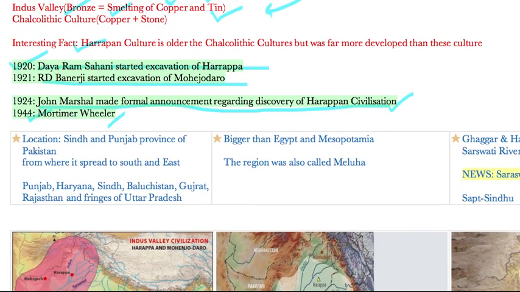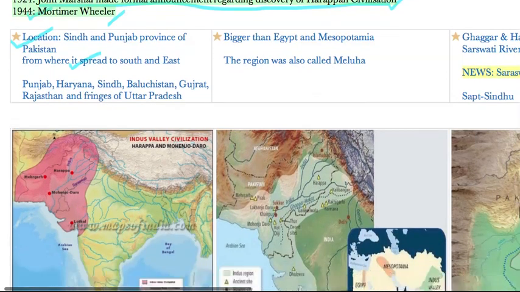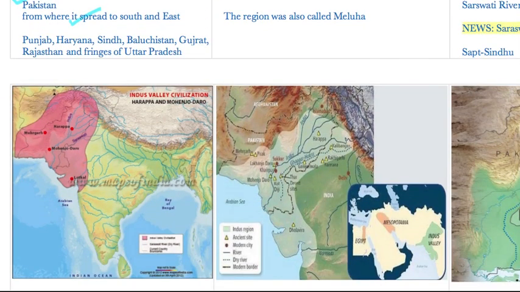Then one more point, I have made three tables. First, the location of this civilization was near the Sindh and Punjab provinces of Pakistan, from where it spread to the south and east. Initially, it was located in Sindh and Punjab, near Mohenjo-daro and Harappa, and Mehergarh. From Mehergarh it started, and it spread to other parts, that is south and east. So in this map you can see this. Here is Mehergarh, and here are Harappa and Mohenjo-daro. You can see all this area. This is the area of Indus Valley civilization.